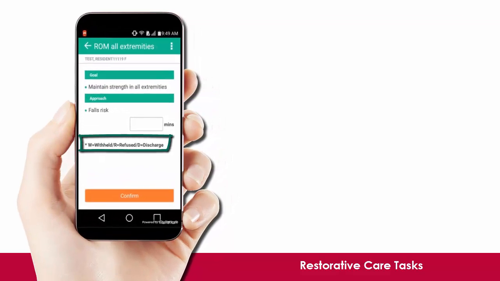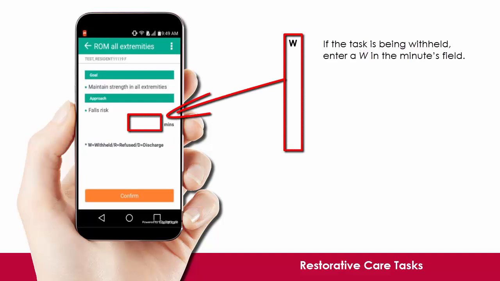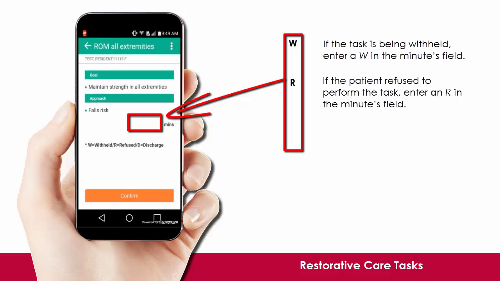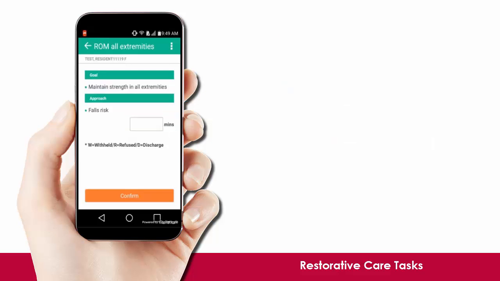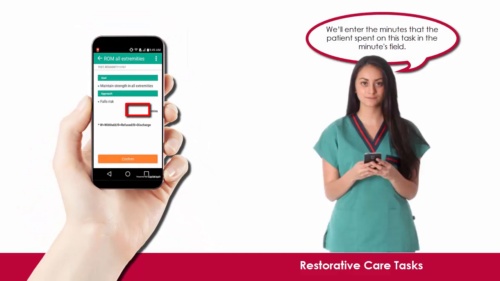Use the legend for insight in documenting the task. If the task is being withheld, enter a W in the minutes field. If the patient refused to perform the task, enter an R in the minutes field. If the patient has been discharged, enter a D in the minutes field. We'll enter the minutes that the patient spent on this task in the Minutes field.